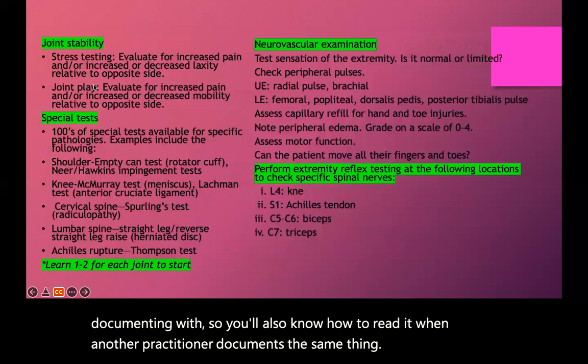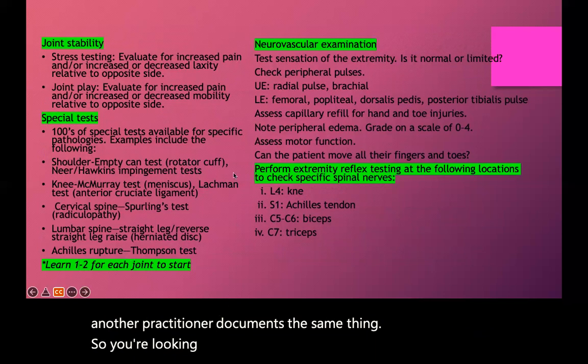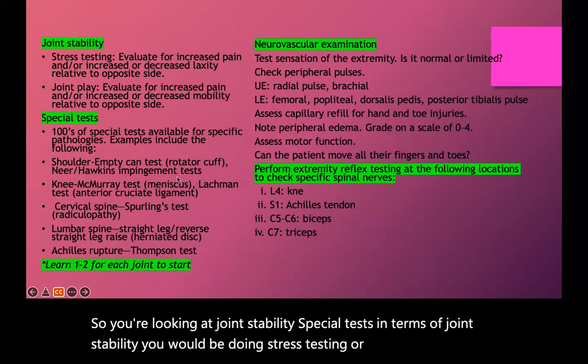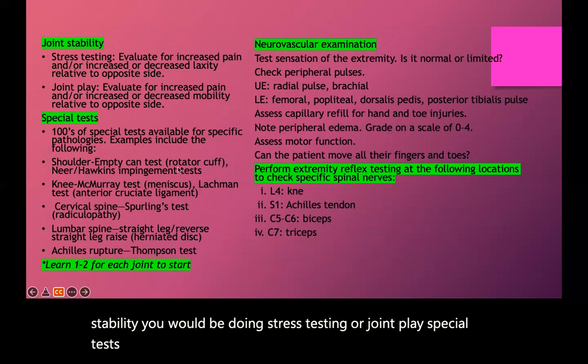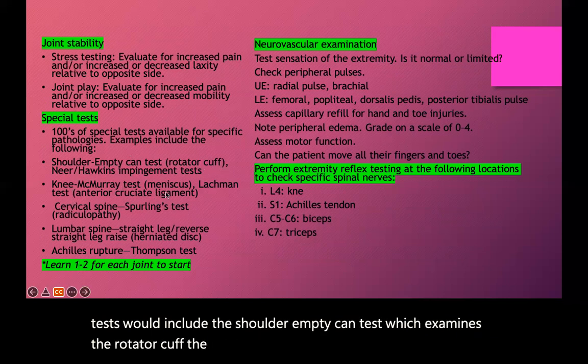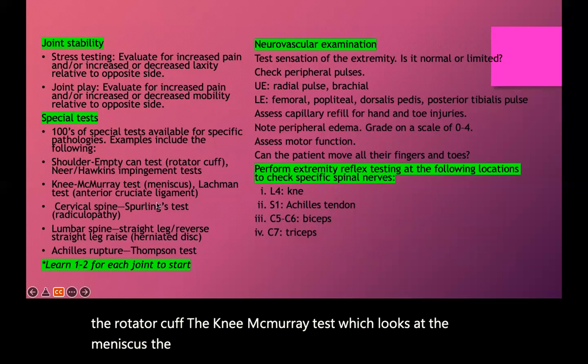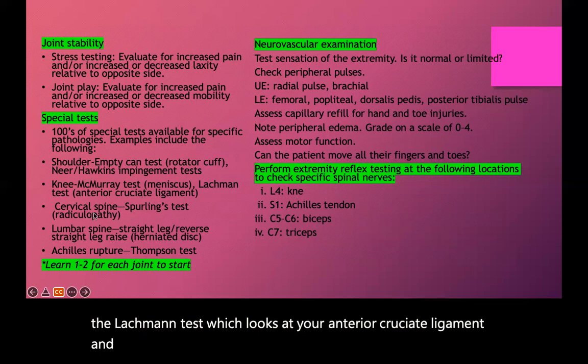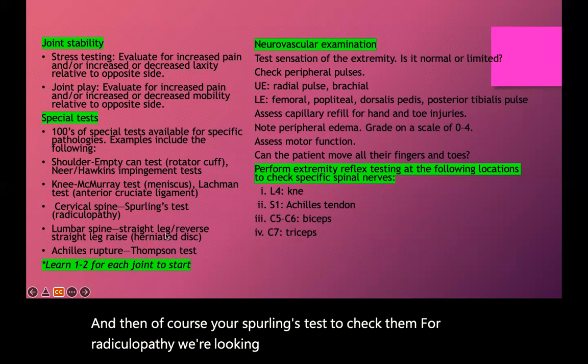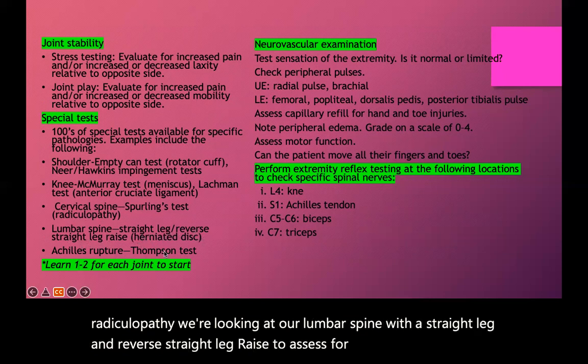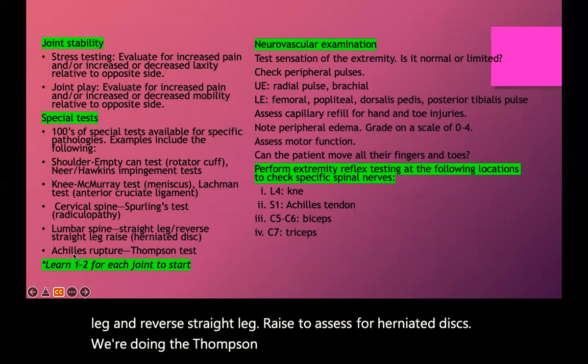So you're looking at joint stability, special tests. In terms of joint stability, you would be doing stress testing or joint play. Special tests would include the shoulder empty can test, which examines the rotator cuff. The knee McMurray test, which looks at the meniscus. The Lachman test, which looks at your anterior cruciate ligament. And then, of course, your Spurling's test to check for radiculopathy. We're looking at our lumbar spine with a straight leg and reverse straight leg raise to assess for herniated discs. We're doing the Thompson test to assess for Achilles rupture.